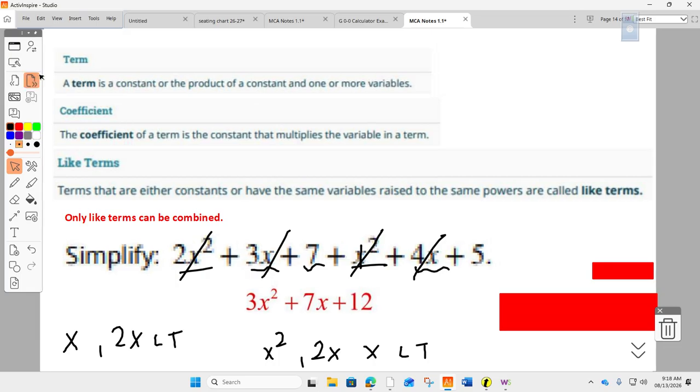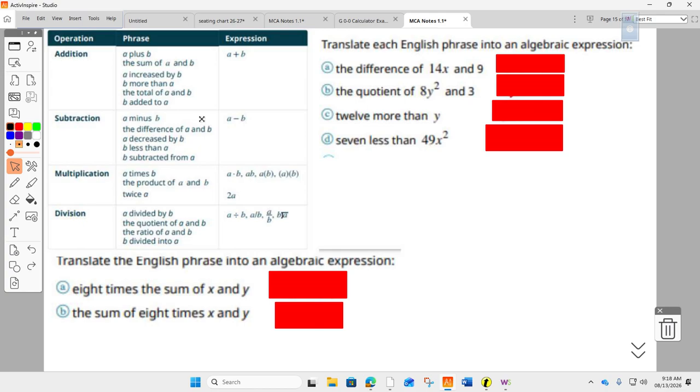Little chart here with some terminology. One way you can translate the operations of addition, subtraction, multiplication, and division, or several ways. I'm not going to read this to you. You guys have seen it before. This table is in the textbook. We're just going to go through and translate real quick.